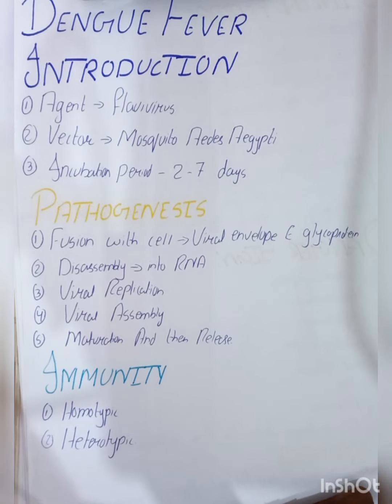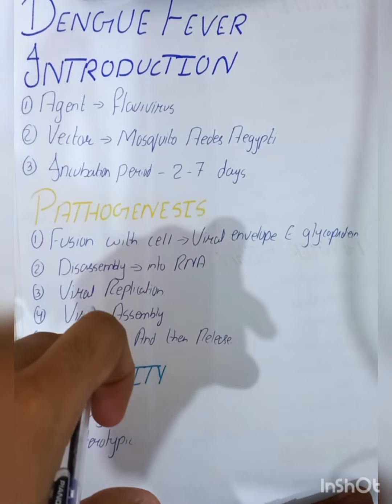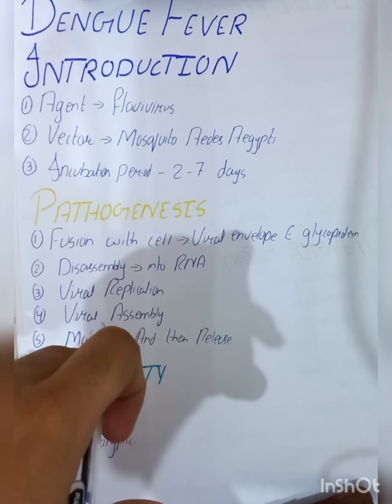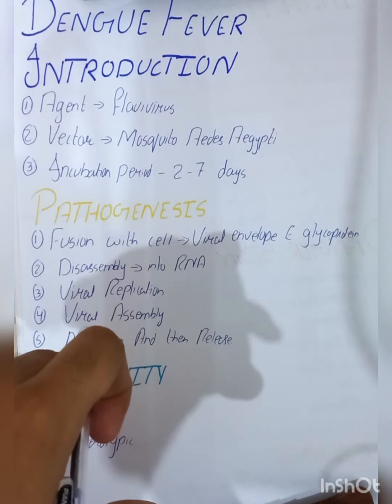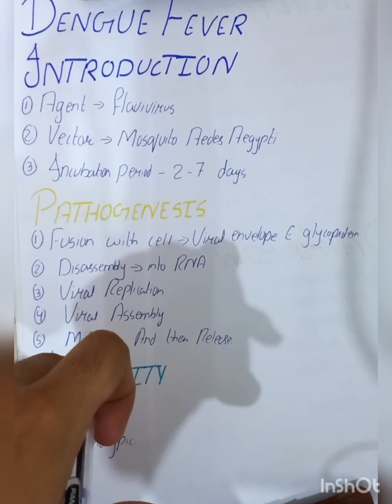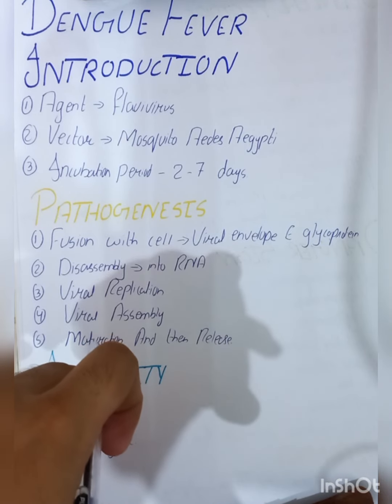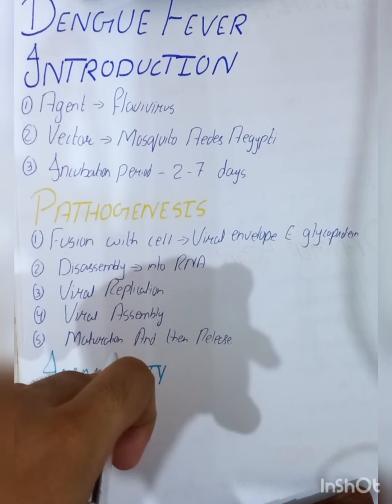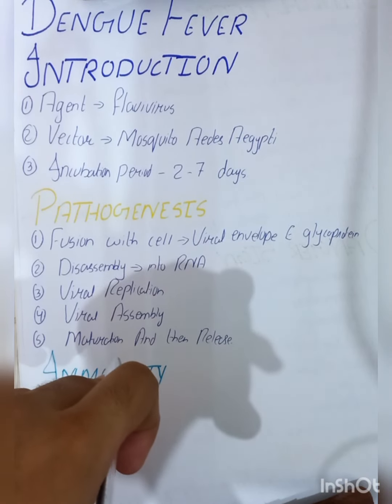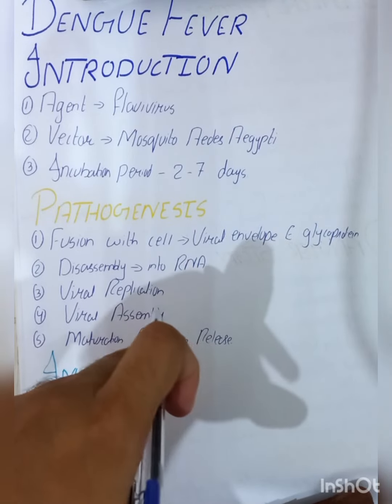So dengue fever is a hemorrhagic type of fever, and the agent of this fever is a flavivirus, most commonly called the dengue virus. It is a mosquito-borne disease. The most common mosquito involved in this disease is Aedes aegypti. The incubation period of this virus is 2 to 7 days.